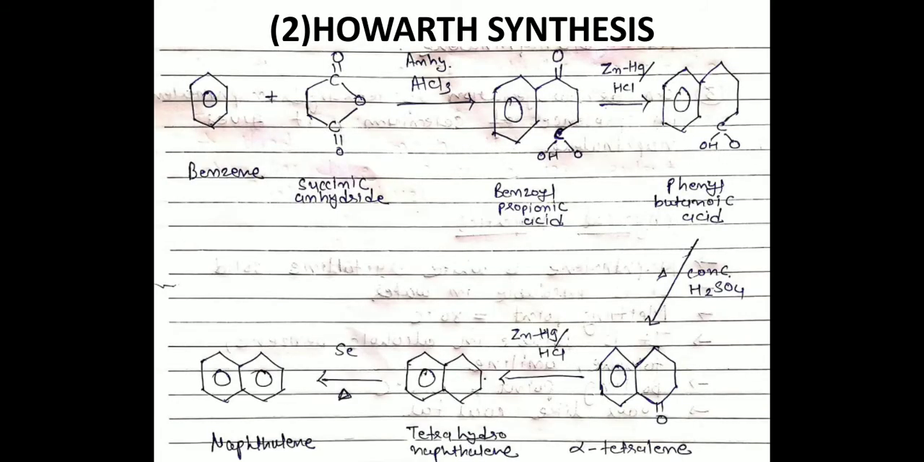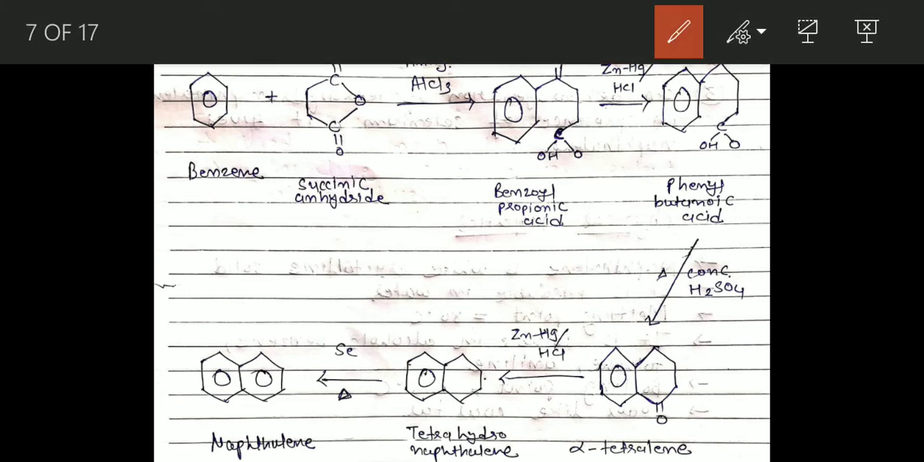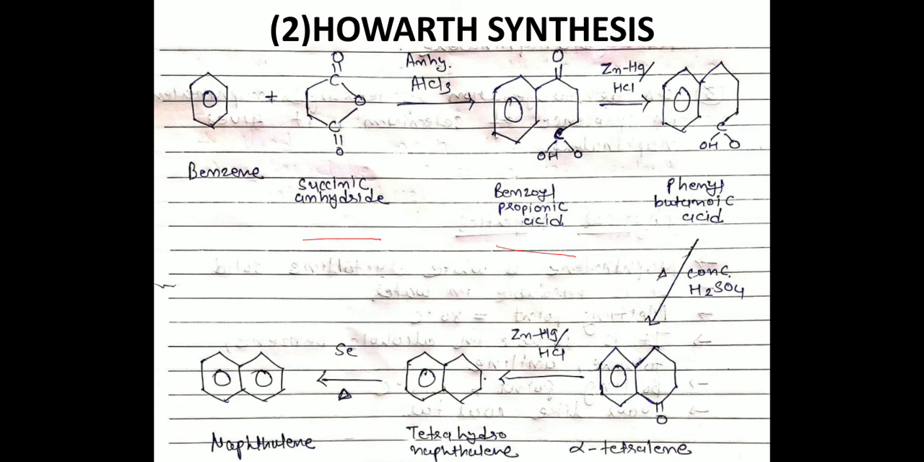Second process is the Haworth synthesis process. Let us split this process into a number of steps. First step is reaction between benzene and succinic acid. This is a simple Friedel-Crafts acylation reaction in which benzene reacts with succinic acid in presence of aluminium chloride and it gives benzoyl propanoic acid. Now this benzoyl propanoic acid is treated with zinc, mercury in acidic media, that means in hydrochloric acid media, it gives phenyl butanoic acid.